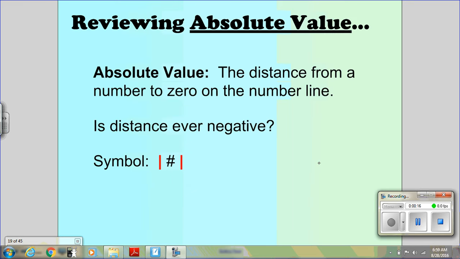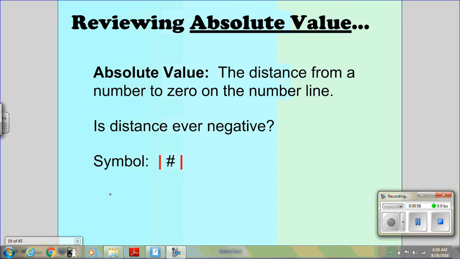Do you know what it means to find the absolute value of something? The absolute value is the distance from a number to 0 on the number line. So think about it in your past. Is distance ever negative? Can you say the distance between my house and HEB is negative 3.3 miles? Not usually. So distance is not negative. And the reason it's not negative is all you're doing is just counting the amount of space between you and 0.